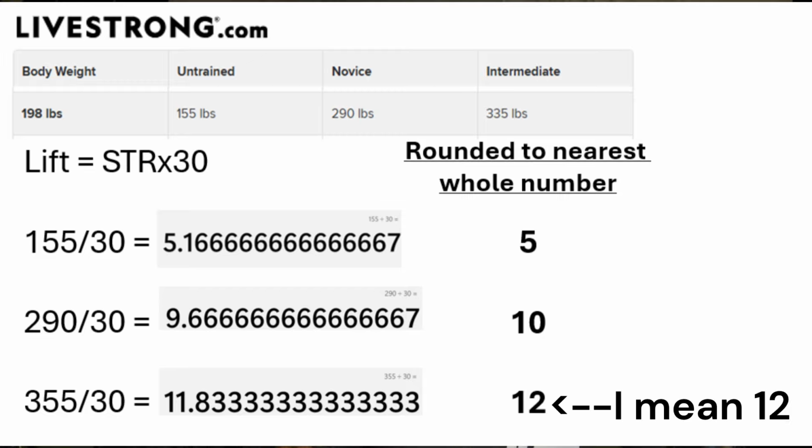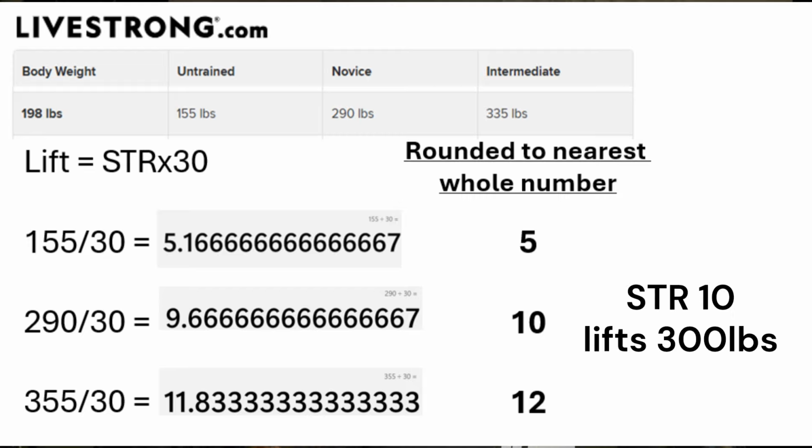So it really tells us if the average man is 200 pounds, and according to Dungeons and Dragons, a 10 strength is about 300 pounds. That tells us that we can actually use this chart to calculate what the average man's strength is and how that compares to Dungeons and Dragons. We have to look at the body weight of 198 and look at the novice trained person, and that's going to give us basically a strength of about 10. So at least now we know how to calculate that average strength.